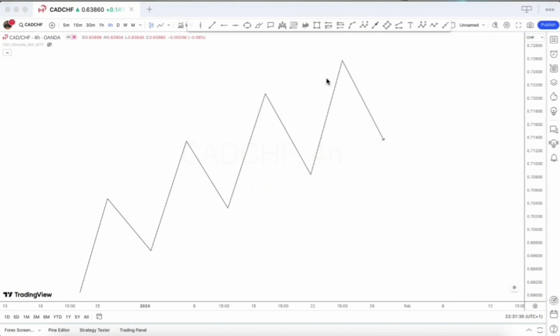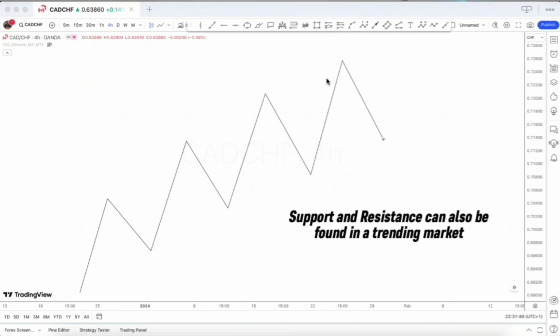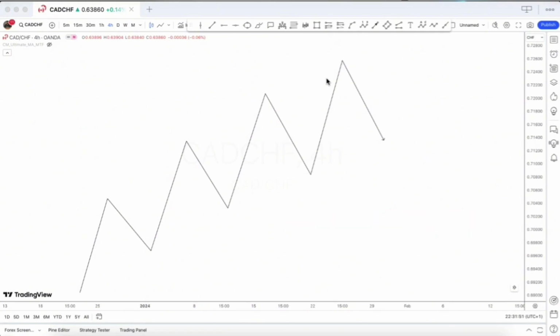So we may be wondering, where exactly is our support and resistance? Support and resistance can also be found in a trending market. It's not just a ranging market where we're able to have our support and resistance. It can also be found in a trending market. Like I said, this is an uptrend market.